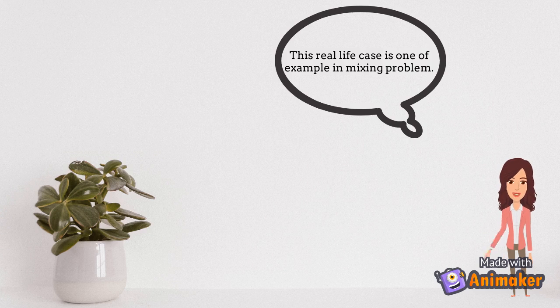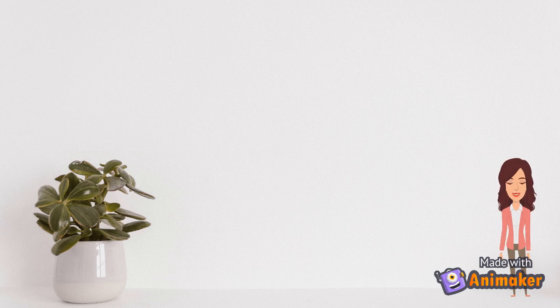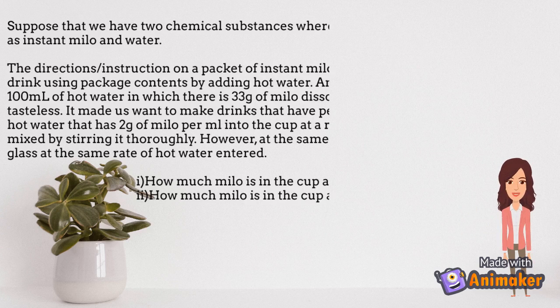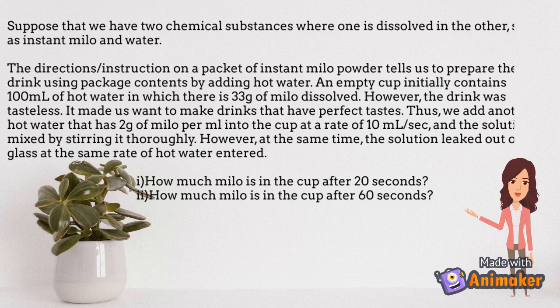Suppose that we have two chemical substances where one is dissolved in the other, such as instant Milo and water. The instruction on a packet of instant Milo powder tells us to prepare the drink using the package contents by adding hot water. An empty cup initially contains 100 ml of hot water in which there is 33 grams of Milo dissolved. However, the drink was tasteless. It made us want to make drinks that have perfect taste.